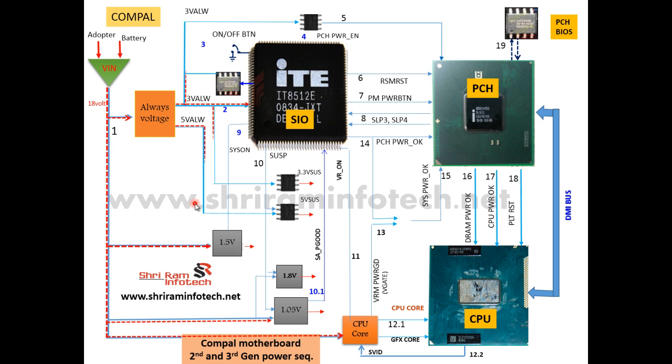You can see in this animation the 3 volt and 5 volt are generated. This 3 volt goes to the SIO, and this 3 volt goes to the EC BIOS if it is there, otherwise only the SIO. Both voltages are stopped here by two MOSFETs, because this side is called the always voltage. This voltage turns on before the power on switch, and here 3 volt is also stopped.